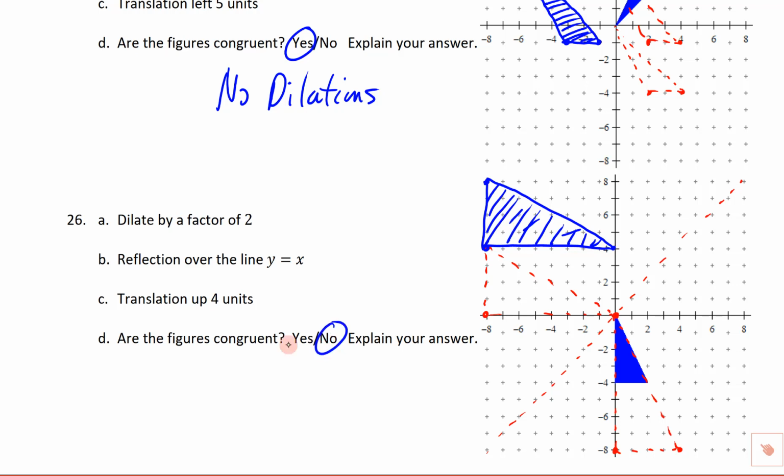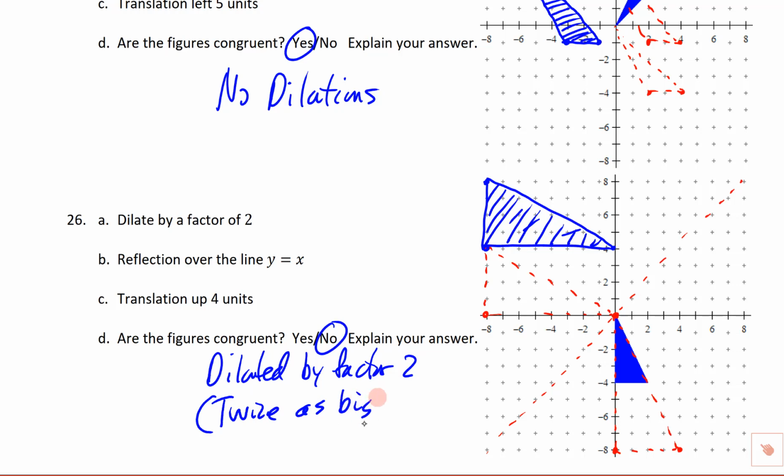No way. And we could tell that at the very beginning. And we can say this. Dilated by factor 2. And we could also say something like this. It's twice as big. We could say this. It's also similar. It is a similar figure to the original one. It's just not congruent. The angles would be the same size, but the sides are not the same size, so it's not congruent. Okay, let's take a look at the last page.